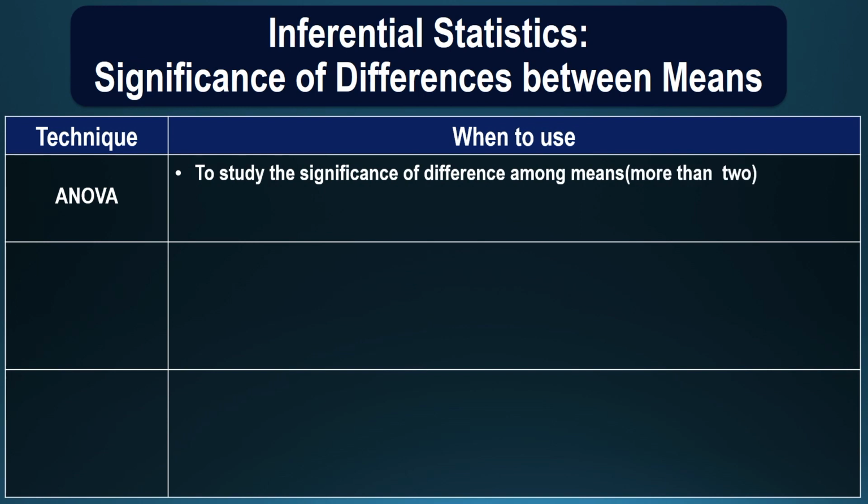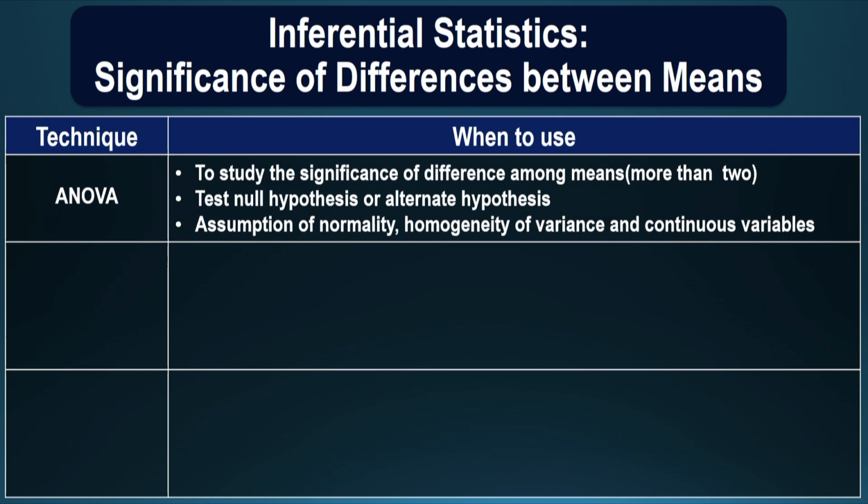So initially, if you are interested in finding out the significance of differences among means more than 2, that is 3, 4, 5, then you are going to use the analysis of variance, and you can test both null hypothesis and or alternate hypothesis. And ANOVA also has the similar assumptions which are made for applying the t-test or z-test on the scores, that is the assumption of normality, homogeneity of variance, and the continuous variable.